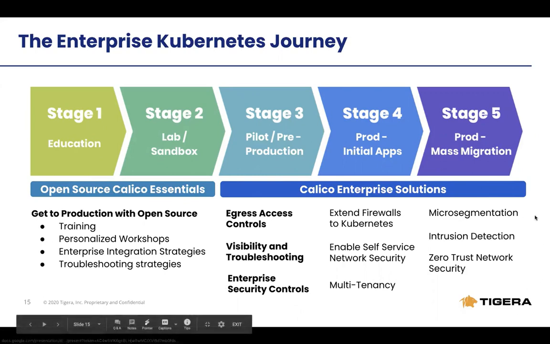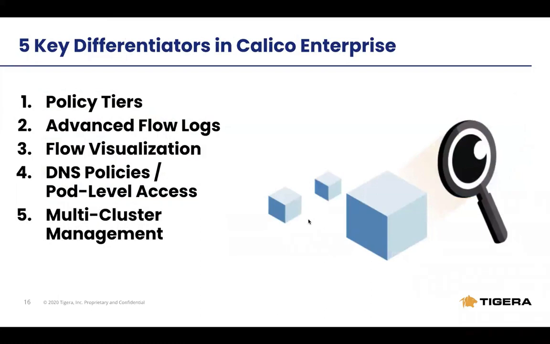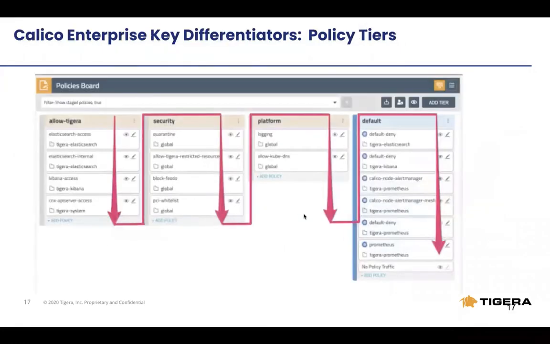And we grouped those use cases into 9 use cases, ranging from egress access controls to multi-tenancy, microsegmentation, enterprise security controls, visibility, and troubleshooting. I want to summarize, especially since we probably have a technical group here, so I don't want to bore you with the marketing aspect of it, but summarize some of the advantages with Calico Enterprise into 5 key advantages: policy tiers, advanced flow logs, flow visualization, DNS policies, and multi-cluster management.